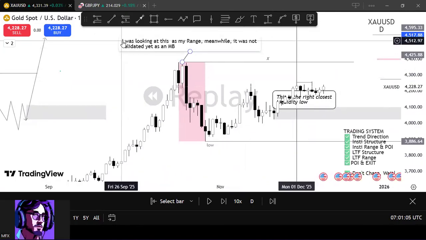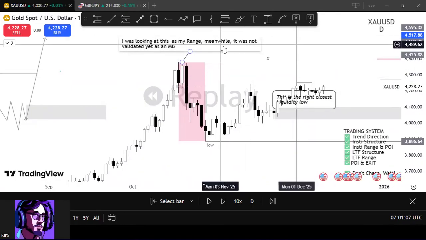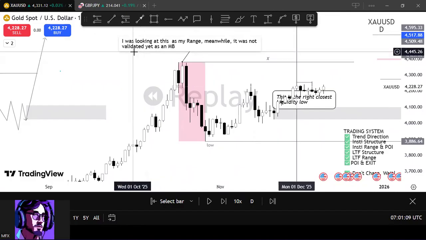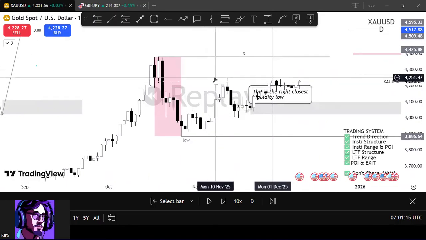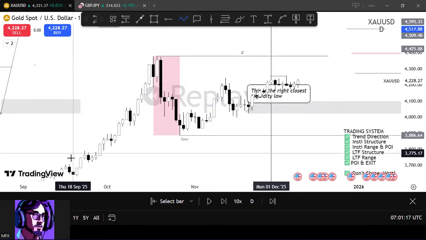But the mistake I made here was using this. You can see I wrote it there. So I was looking at this as my range. Meanwhile, it was not validated yet as an MB. Okay, it was not validated yet as an MB. So I'm going to take this out. I already had this.